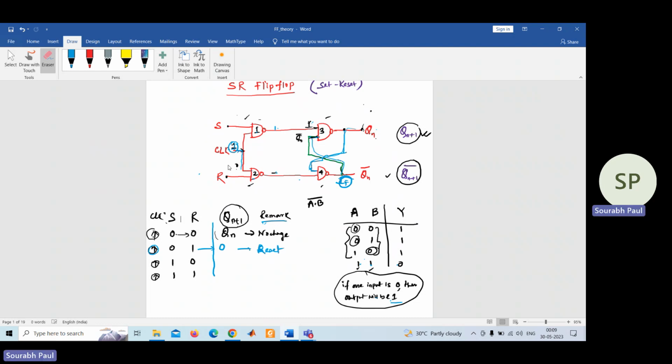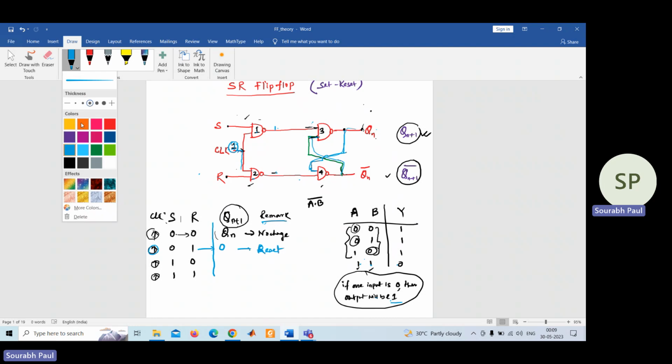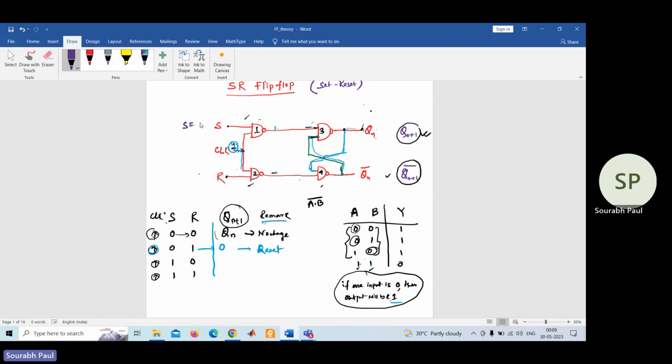Now come to the next state or next combination we can consider. So consider the case number 3. So S equal to 1, R equal to 0. Okay. Now as R equal to 0 means for NAND gate number 2, as one of the input is 0, by default its output will be 1.